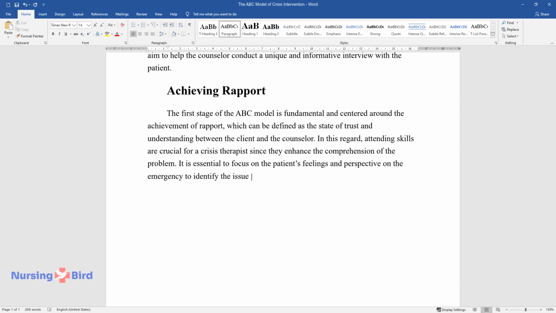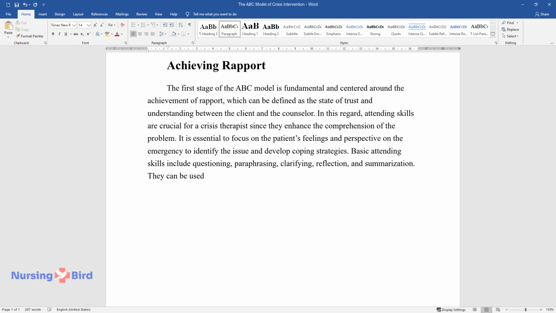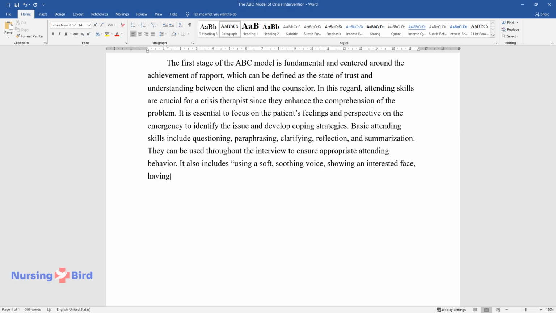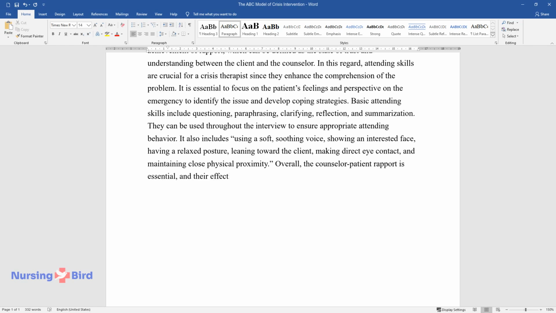Basic attending skills include questioning, paraphrasing, clarifying, reflection, and summarization. They can be used throughout the interview to ensure appropriate attending behavior. It also includes using a soft, soothing voice, showing an interested face, having a relaxed posture, leaning toward the client, making direct eye contact, and maintaining close physical proximity. Overall, the counselor-patient rapport is essential, and their effective collaboration must be maintained for positive outcomes.